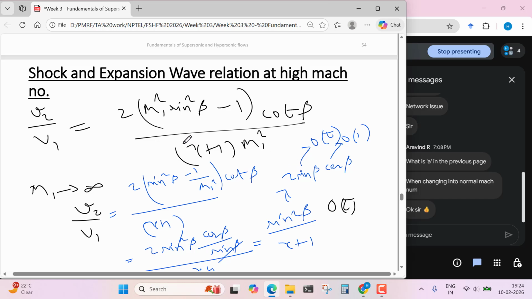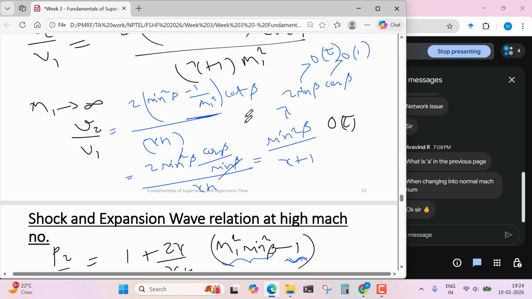For this also, if we divide by m1 square in numerator and denominator, we will get 2 times (sin square beta minus 1 upon m1 square) into cot beta upon gamma plus 1. So if m1 tends to infinity, this term will become 0. So we will get 2 sin square beta, and cot beta we can write as cos beta upon sin beta. So one sin beta will cancel, and 2 sin beta cos beta is sin 2 beta. So we will get sin 2 beta upon gamma plus 1.